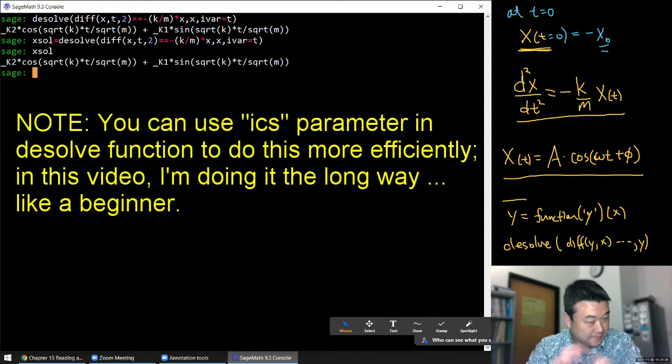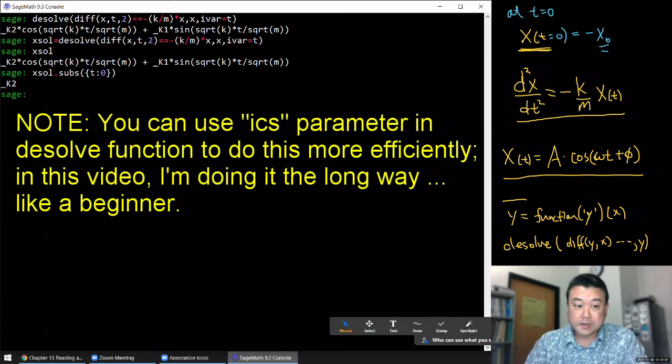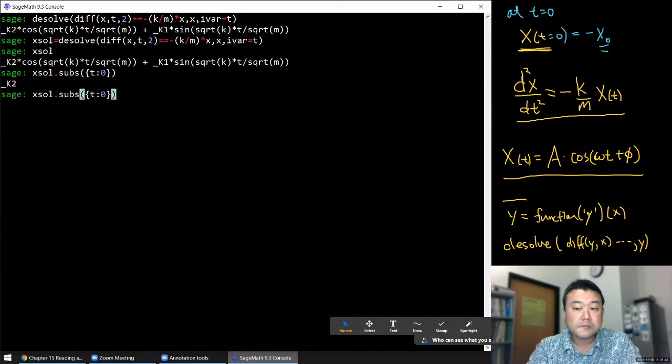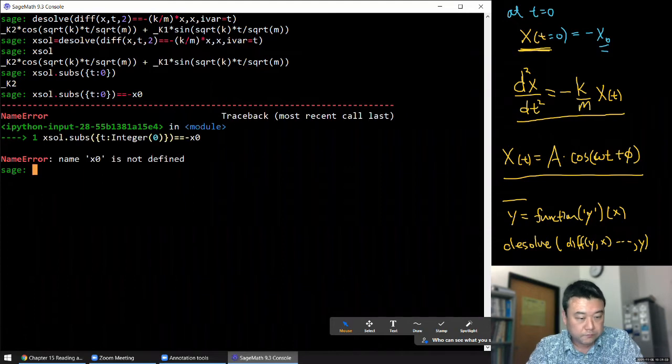And I think I can plug in time equals 0. So substitute time is equal to 0. Yeah, so I can do this. I can say, okay, at time equals 0, my value of x at that time is equal to minus x naught. Oh, yeah, right. I need to define my variable.